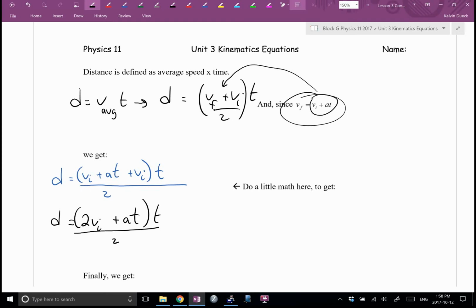Patience. We're heading to a goal here. I'm now going to multiply the T onto everything. So I'm going to draw a little arrow, new equation, and I get D equals, there's a 2 VIT plus ATT. Although, what's a shorter way to write ATT? What's a better way to write T times T? T what? And this is all over 2. Some of you may have noticed we're heading towards that third equation on your formula sheet. We're heading there.